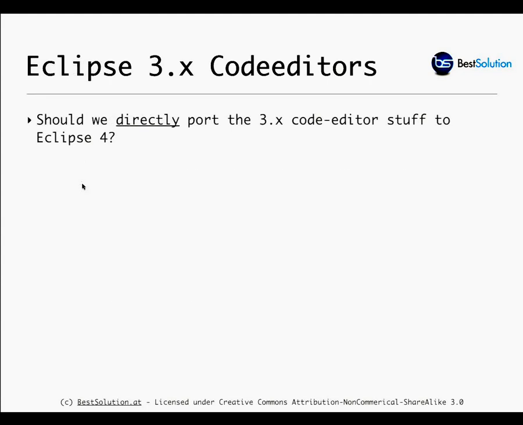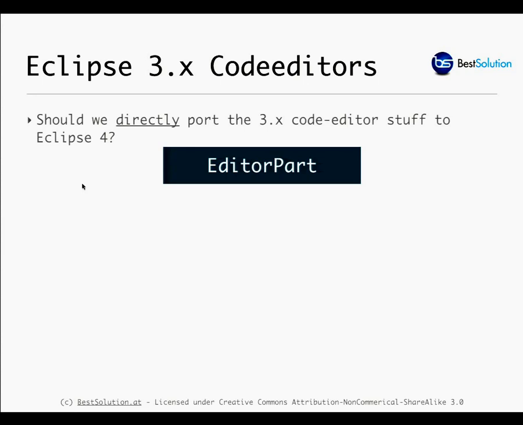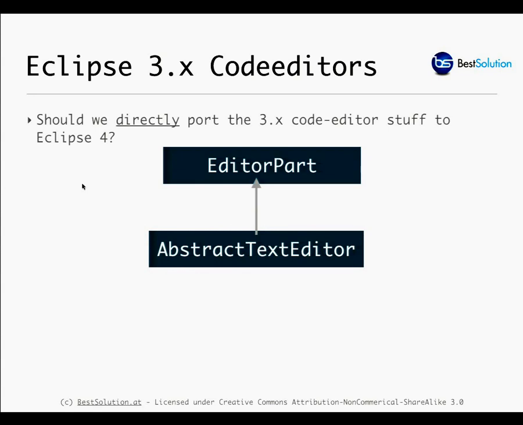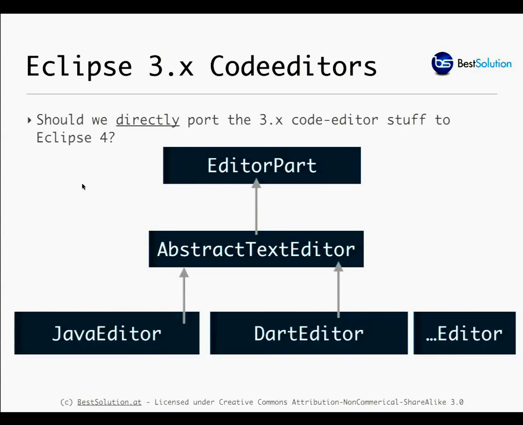So the first question we can ask ourselves is, should we simply take the stuff that's there in the SDK, in the IDE of the Eclipse platform, strip out all the references to the compat layer and reuse that? When we take a deeper look at how editors work in Eclipse, the base part is the editor part, which is really deep down in the compat layer or the 3.x APIs. Out of that comes an abstract text editor, and then each editor for each language subclasses this abstract text editor: the Java editor, the Dart editor, the XML editor. All those guys are subclassing stuff.